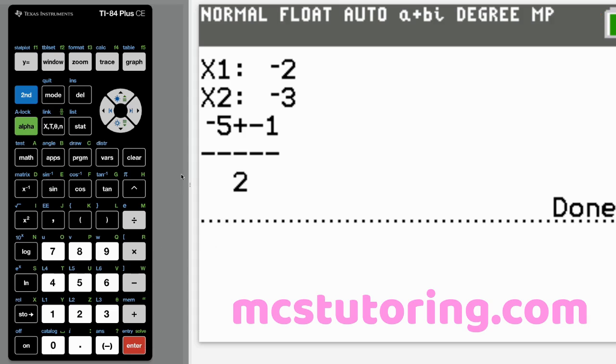And then here's the cool thing. You get the x1 and the x2, -2 and -3. Nothing fancy there. A lot of quad programs do that. But then this is what's neat. It's -5 plus or minus 1, over 2. That's a solution in the discriminant form, right? That -b plus or minus the square root of b squared minus 4ac, over 2a. So that's just a fancy thing. And again, the program's free at mcstutoring.com.